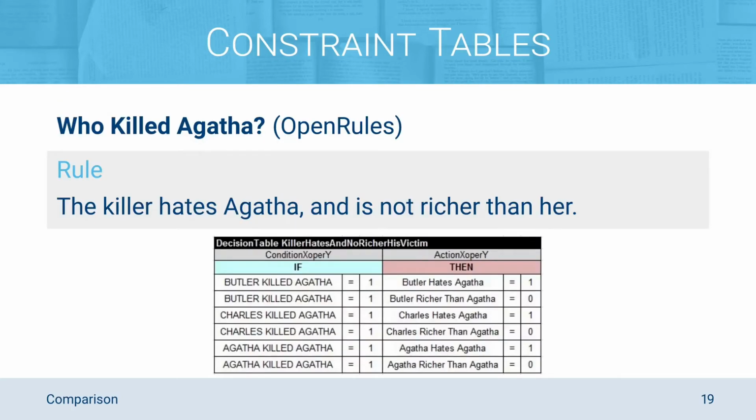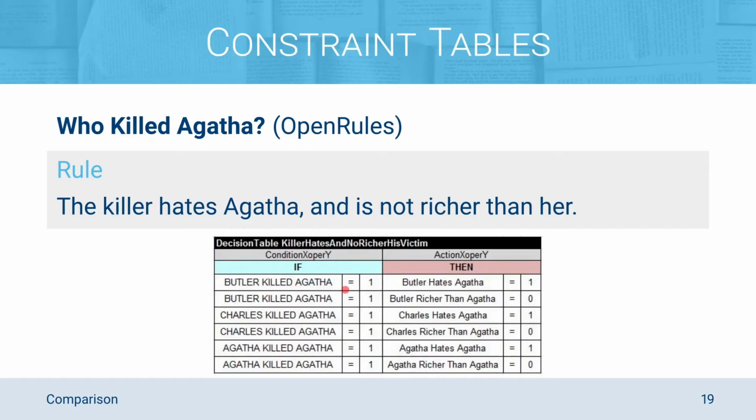Another example, and here we compare to a solution in OpenRules, which is a tool that implements a DMN-like notation, for Who Killed Agatha, the challenge, where there's the rule that states that the killer hates Agatha and is not richer than her. So in OpenRules, this is implemented as follows.